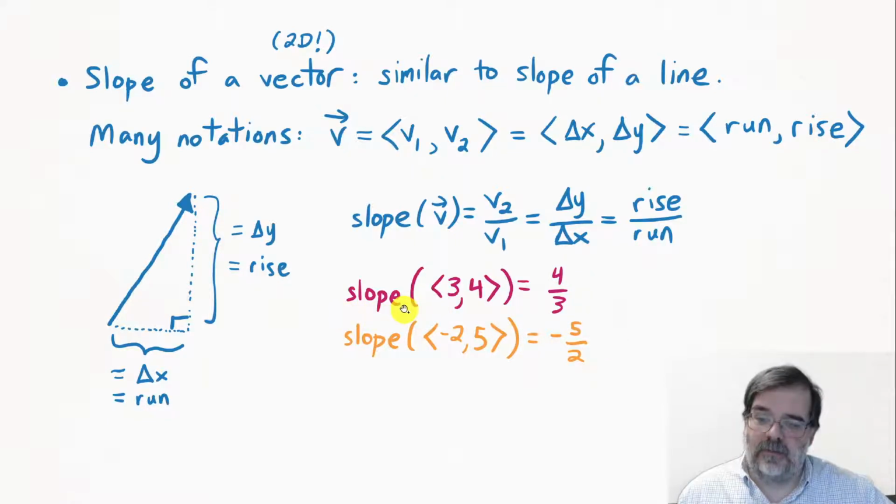So for example, some of our vectors from the previous slide: the slope of the vector 3, 4 would be 4/3. The slope of the vector -2, 5 would be -5/2. So that's one way to figure out the slope of a vector. And we'll talk a lot about this in the next lesson as well, when we actually calculate these angles. But that's coming up next time.